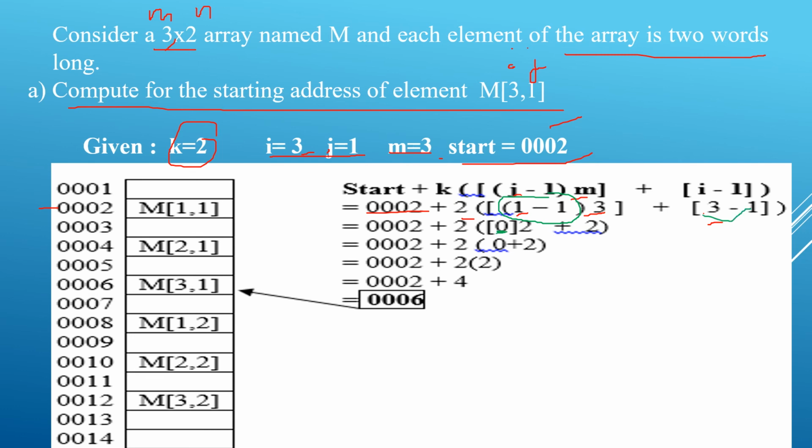And then we have 3 minus 1, that will be 2. Next, 0 times 2 is 0, plus 2. So 0 plus 2 is 2, multiplied by 2 is 4. Then we add the starting address of the first element, 002. So 002 plus 4 is 0006. So element m sub 3 sub 1 is stored at address 0006. Now, notice that each element is 2 words long, meaning 2 memory addresses, because the size of the element of the array is 2 words long.